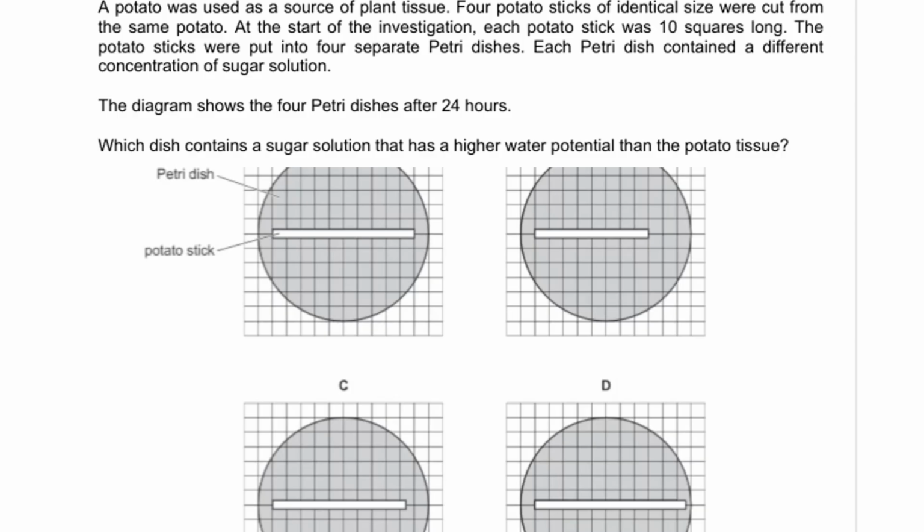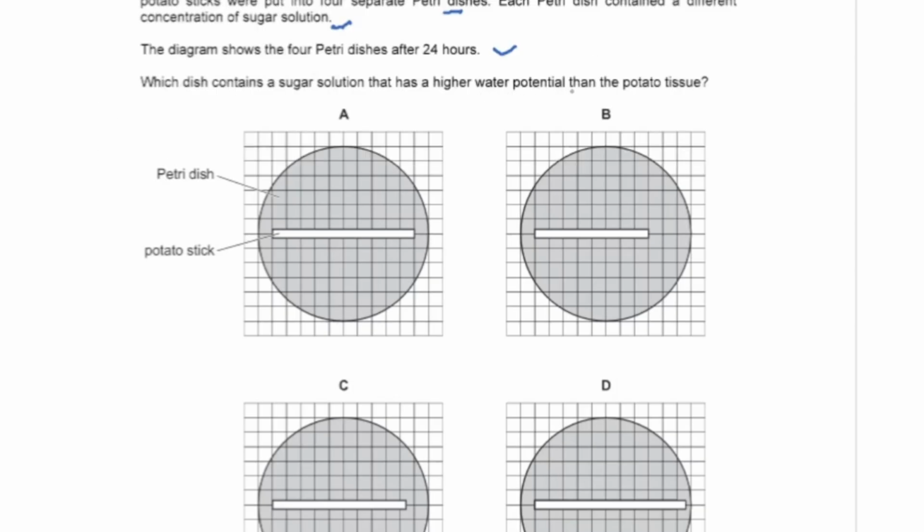Now, each petri dish contains a different concentration of sugar solution. The diagram shows the 4 petri dishes after 24 hours. Which dish contains a sugar solution that has a higher water potential than the potato tissue? Now, this is an application question, and this question is used to test your knowledge of osmosis.